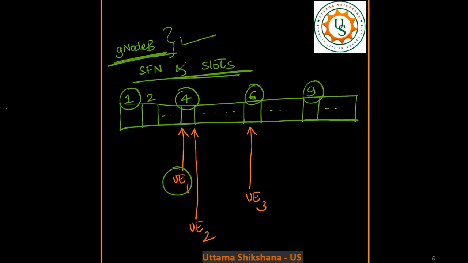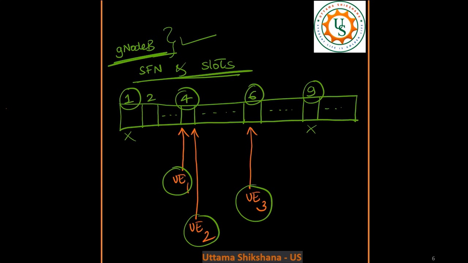Now let us say UE number 1 and 2 have chosen slot 4 for transmission, and UE3 has chosen 6 for transmission. Whereas on 1 and 9, there is no transmission from any UEs. But gNB doesn't know when the UE is going to transmit the PRACH and on which slots. So gNB has to go and perform the PRACH detection across all these slots 1, 4, 6, 9.